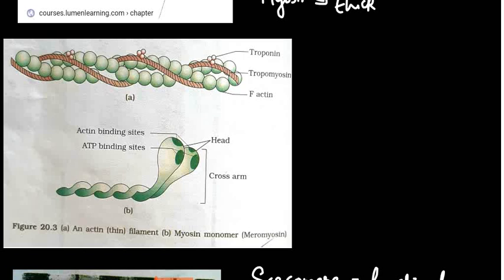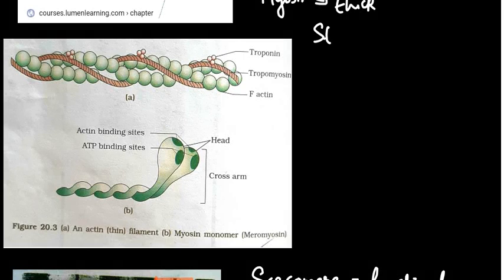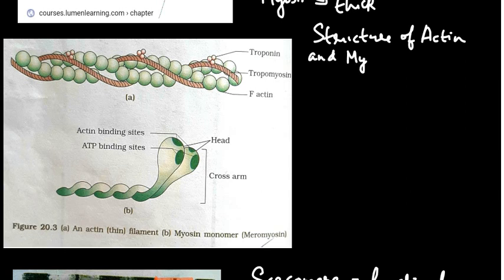Structure of contractile proteins, that is structure of actin and myosin. They help in contraction, so they are called contractile proteins. First is the actin. Now this is the diagram of actin.